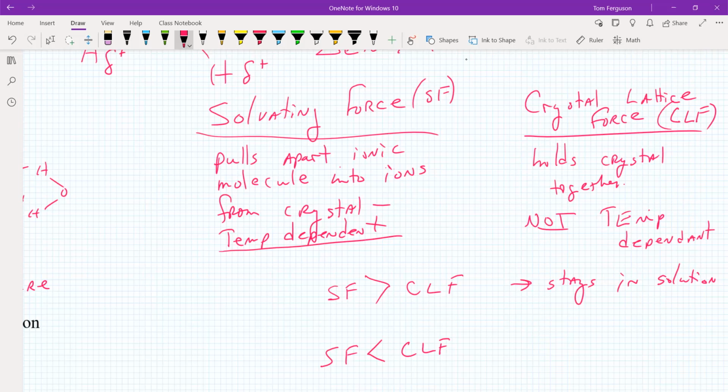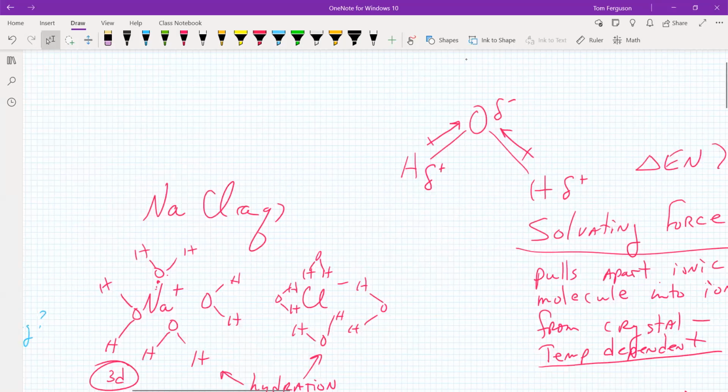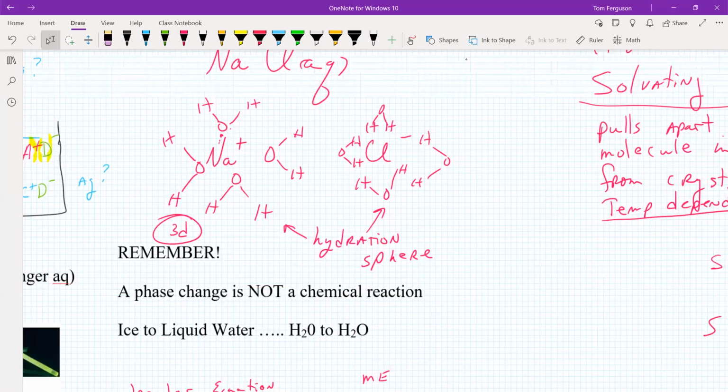Should be able to draw something like this. Should be able to draw a hydration sphere. All you're doing is you're surrounding the cation with water, surrounding the anion with water. And that's what keeps them apart.